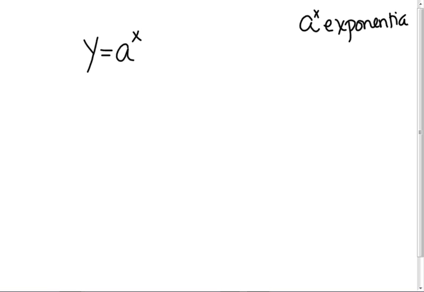Remember when we did y equals a to the x or 2 to the x? Now, do you see the difference between that and the power rule? A to the x is an exponential. The exponent is the variable. X to the a is a power, where the base is the variable. Okay, so that's the difference. So this is an exponential, has a different rule.